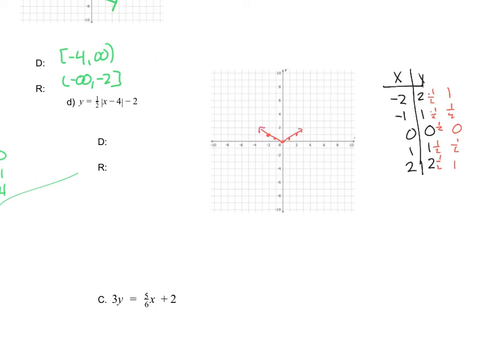Okay, so we're going to move those over to the left, right 4, and down 2. 1, 2, 3, 4, down 2. And that is our final. So our domain is -infinity to +infinity, and our range would be -2 to infinity.